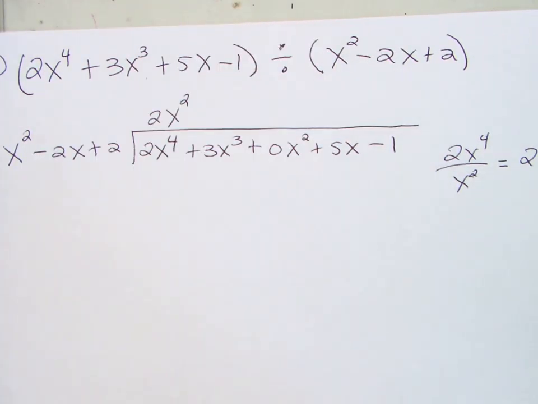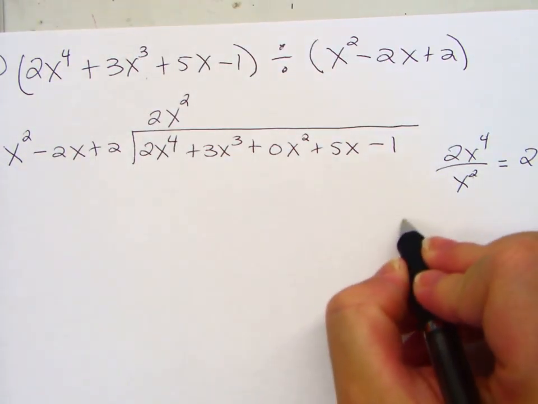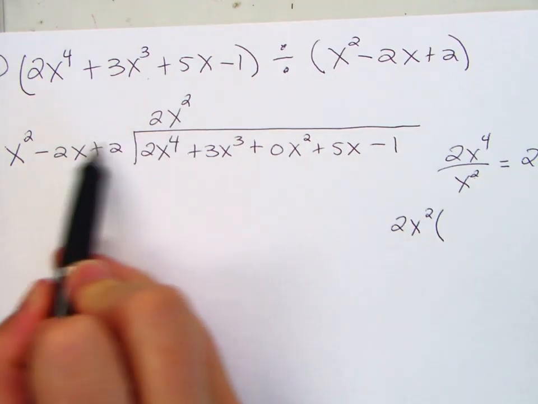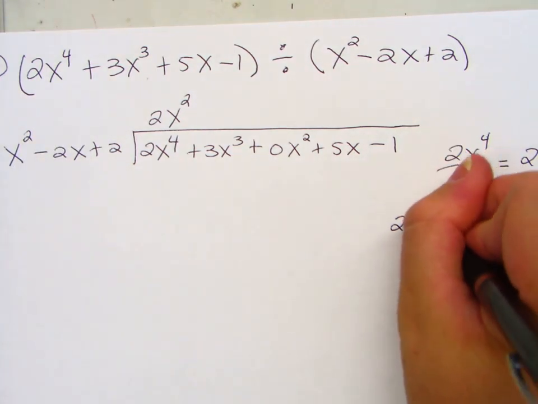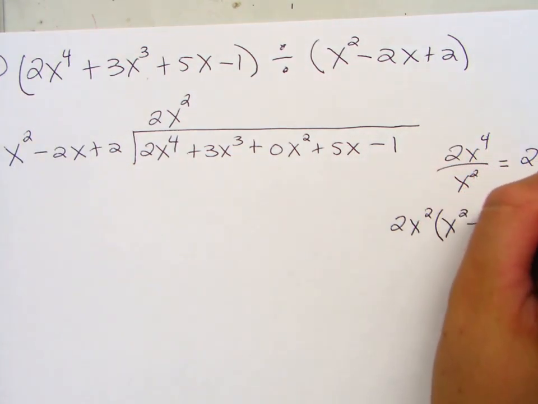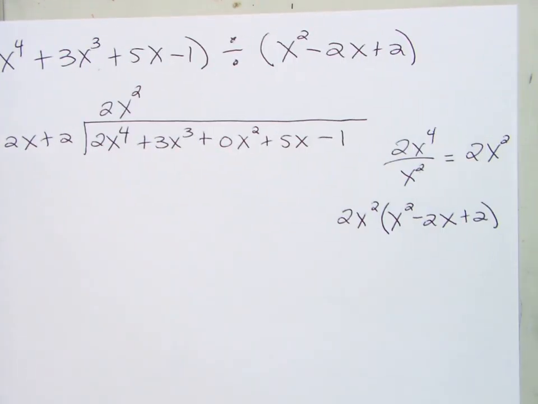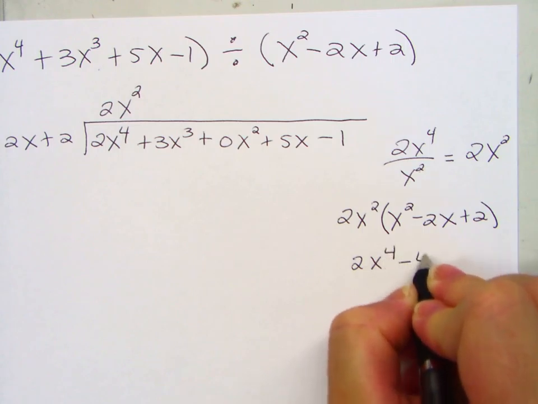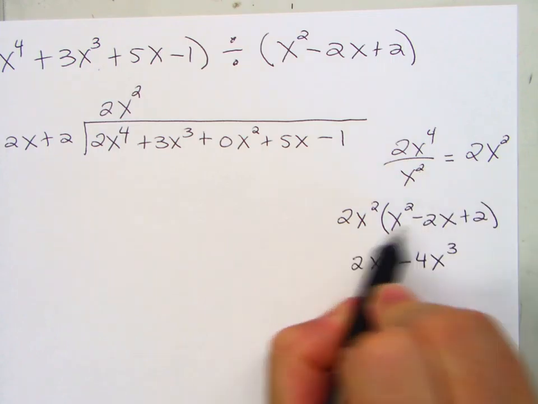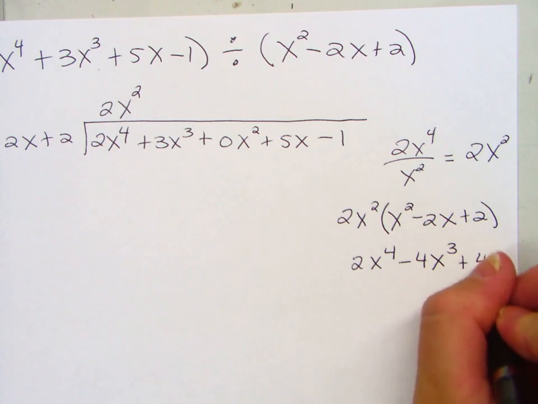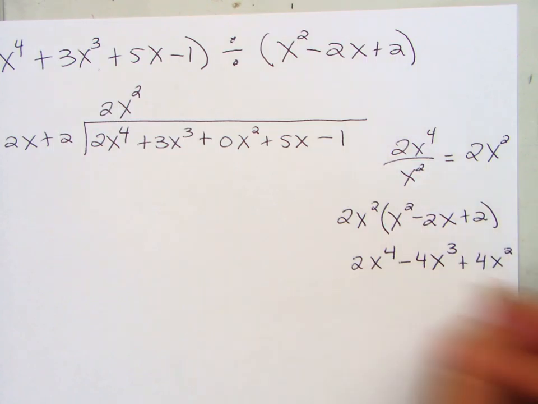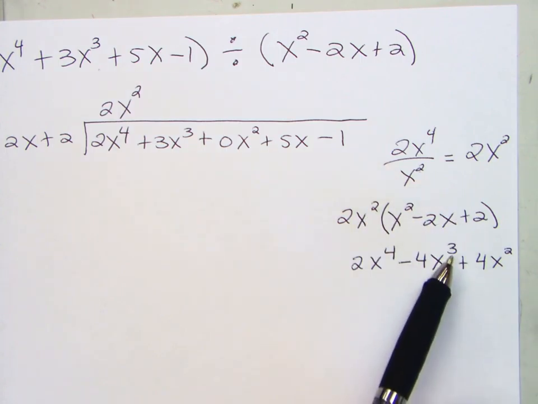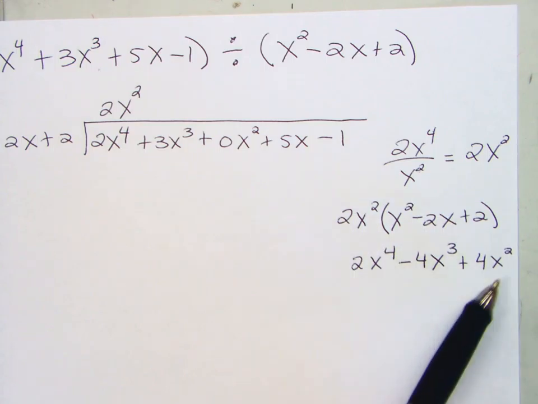Okay. Now we're going to distribute, but distributing's a little harder. 2x squared, what are we multiplying 2x squared by? This whole thing. Okay. So we're going to distribute that whole thing. So you get 2x to the 4th minus 4x cubed plus 4x squared. Okay. Add your exponents. 4, 2, and 1 is 3, and then 2 times 2 is 4x squared.